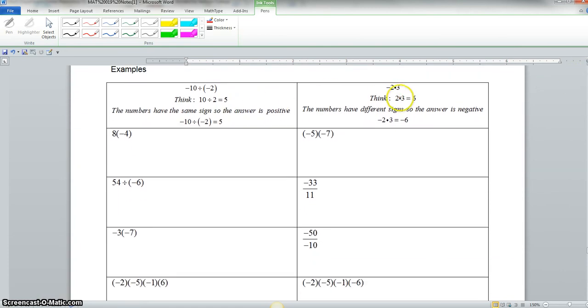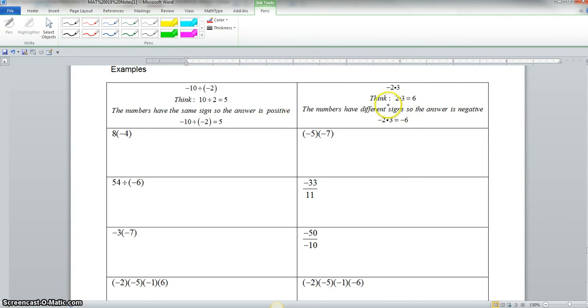Now the rules for multiplication and division are the same. So if you notice here, we're dividing two numbers, they have the same sign. That means automatically it will become a positive number, because we would think 10 divided by 2 is 5. And since the numbers have the same sign, the answer is positive. Now we have negative 2 times 3. We'll think 2 times 3, which is 6. The numbers have different signs, so the answer is negative.